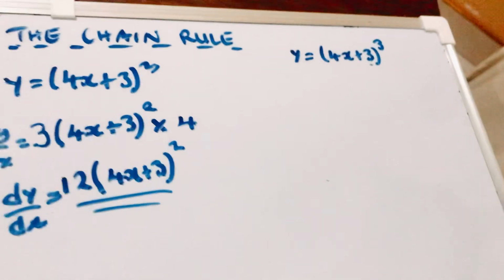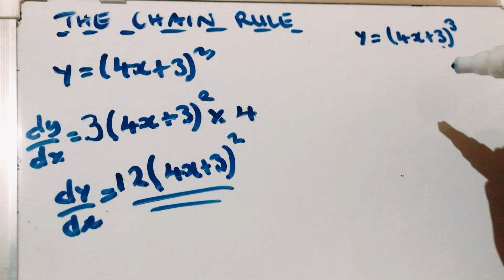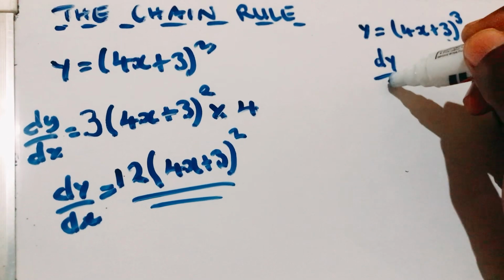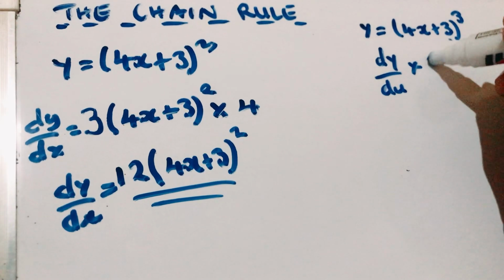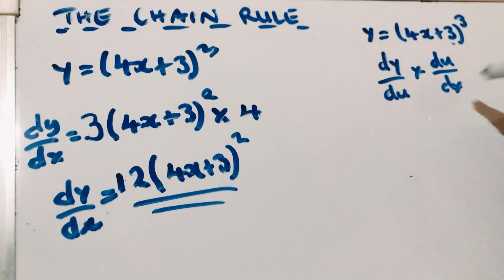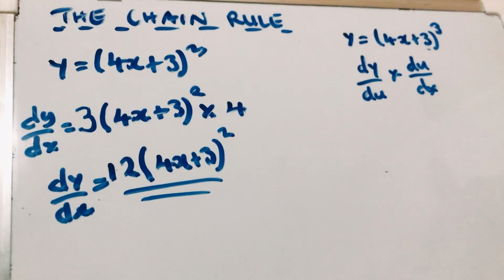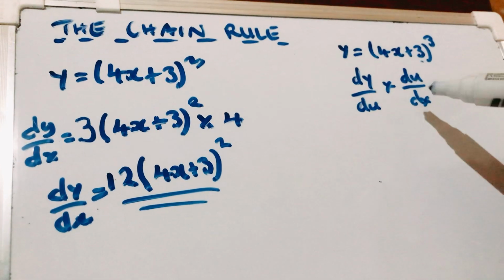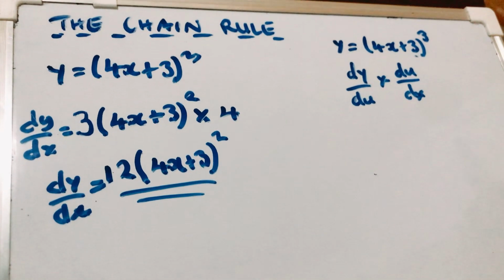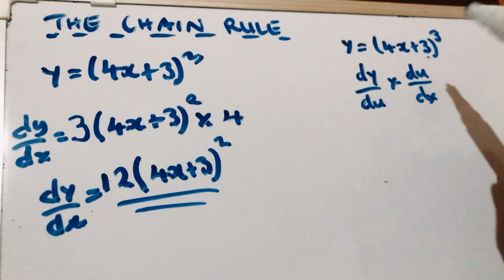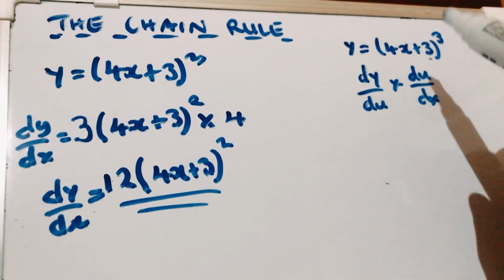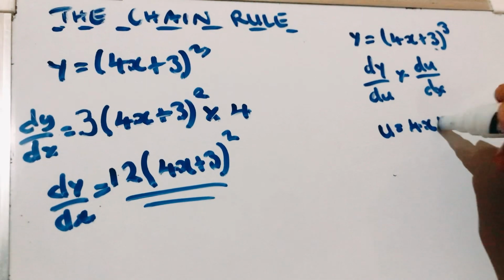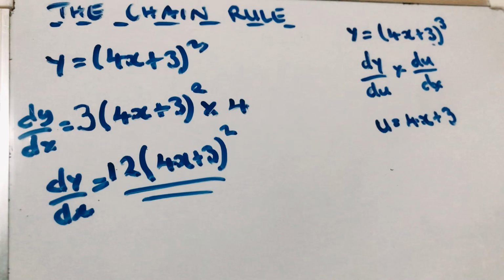And then the other way to do it, which is the long way, the formula is dy du multiplies by du dx. So what happens in the end is that the du will cancel out, and then you remain with the dy dx, then that to be your final solution. So what you do is, the first step is you let your inside function be u. So u will be equal to 4x plus 3.